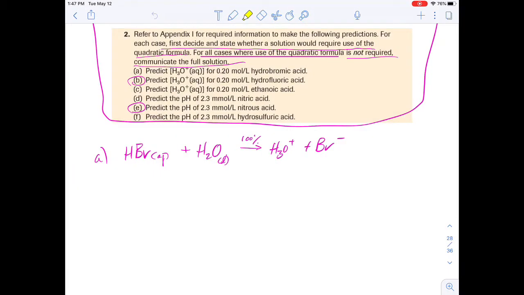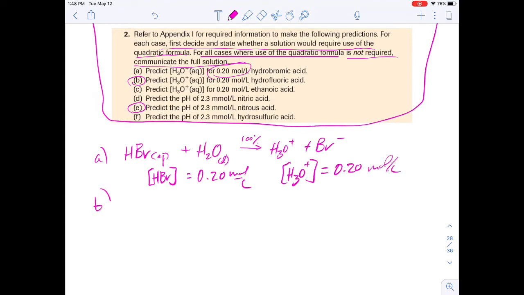And so it wants the hydronium concentration of a 0.2 mole per liter hydrobromic acid. The concentration of hydrogen bromide or hydrobromic acid is 0.20 mole per liter. So will the concentration of hydronium at equilibrium, because all of it becomes that.